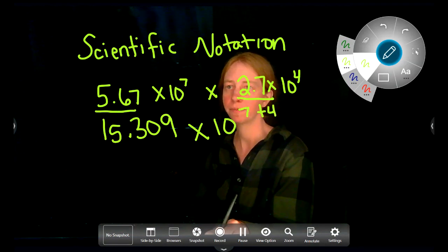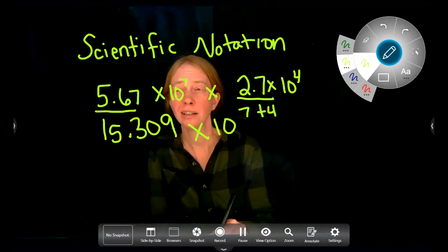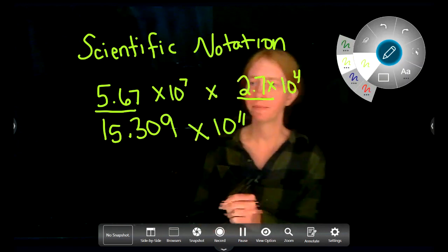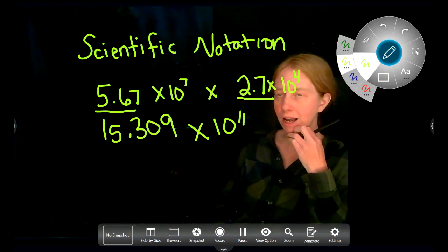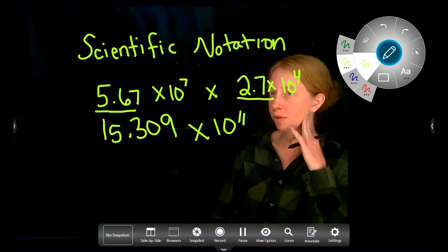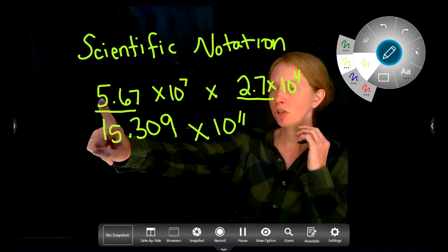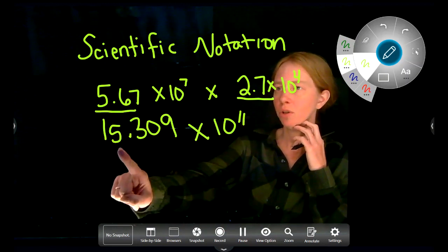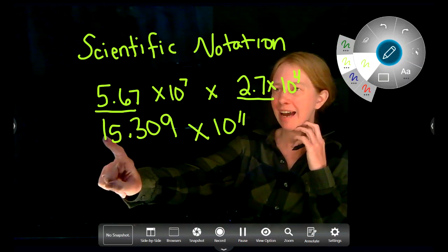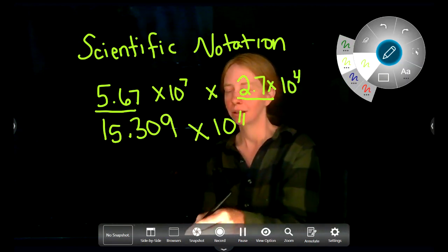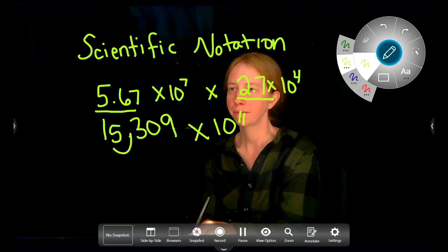And then for our times 10 to the whatever, we're going to have times 10 to the 7 plus 4, which is 11. So I'm just going to erase this and change it to an 11. It's a little easier to see. So 15.309 times 10 to the 11th. Now, one thing I didn't mention on scientific notation before, but you might have noticed, is that there's always only one digit before the decimal. You'll notice this one has the extra digit. So we want to convert this and adjust that exponent.